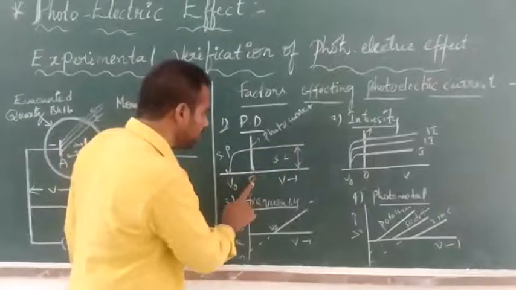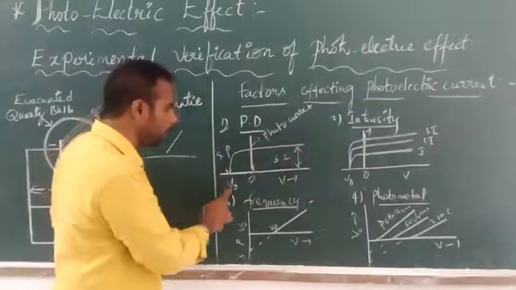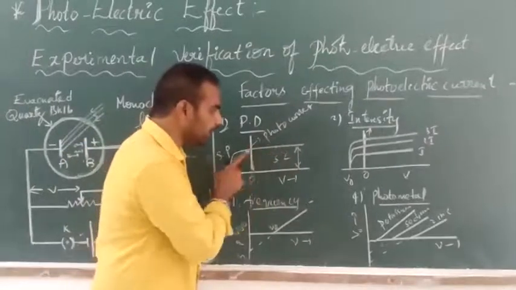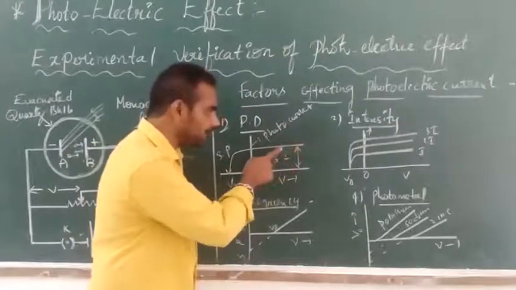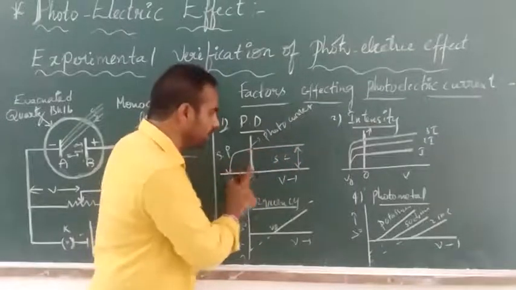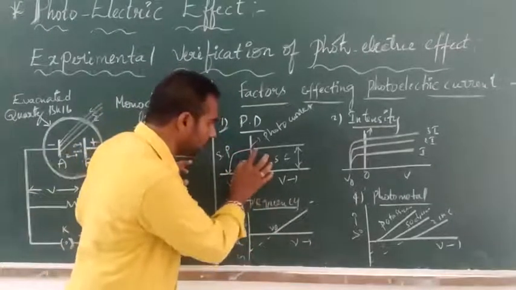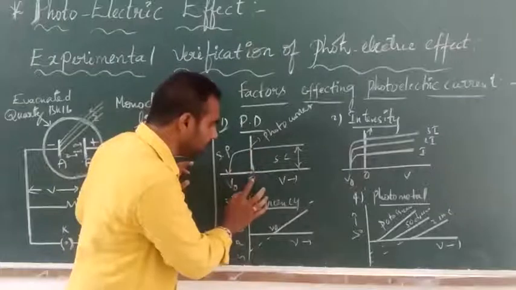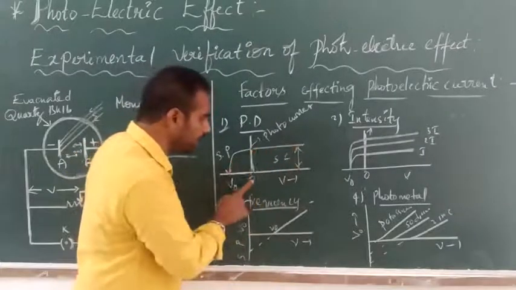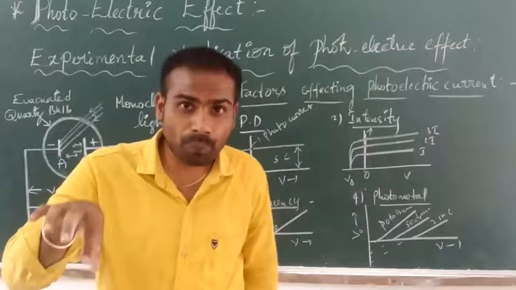This is the potential graph here. V naught is the potential. As the potential increases, the current increases. As the potential decreases, the current decreases. At potential zero, there is still some current, it is not zero. The current is never zero at zero potential.